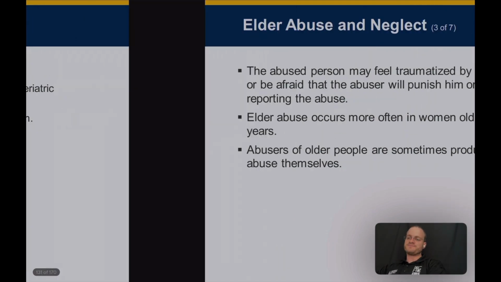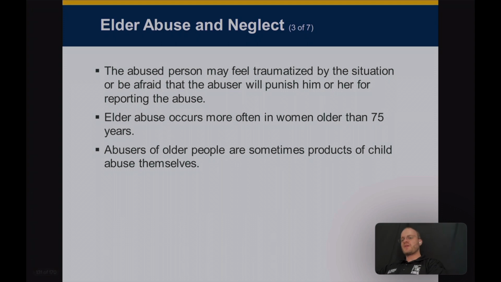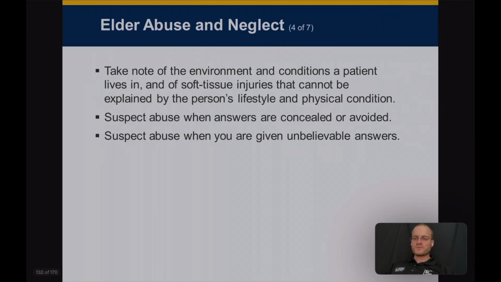Very, very sad. And so the abused person may feel traumatized by the situation or be afraid of the abuser that will punish him or her for reporting the abuse, or they think reporting the abuse won't get investigated or stopped. And so, interestingly, elder abuse occurs more often in women older than 75 years. And abusers of older people are sometimes products of child abuse themselves. So you'll see they were abused as a child, and now they're abusing older people as well. Cycle of abuse. It's terrible.